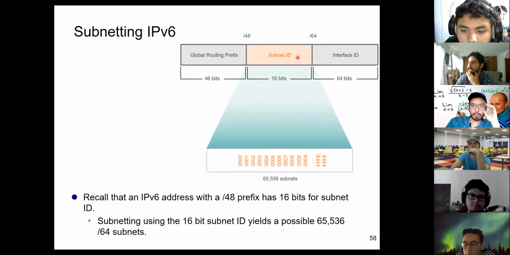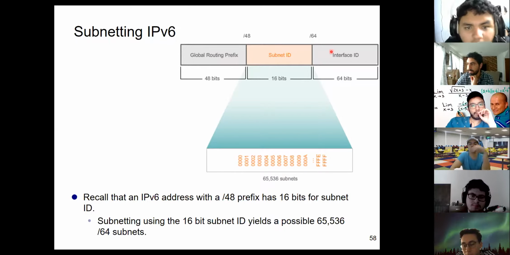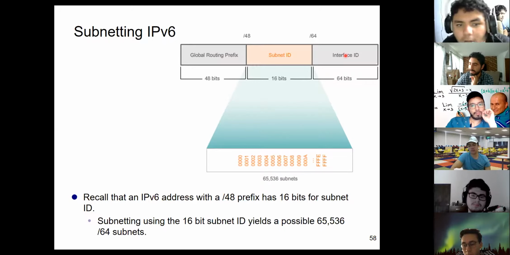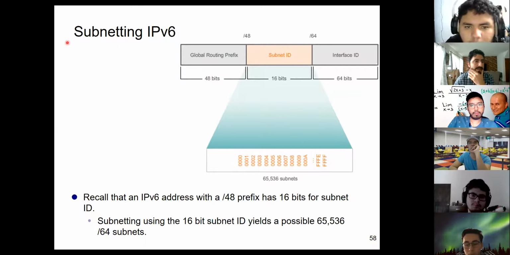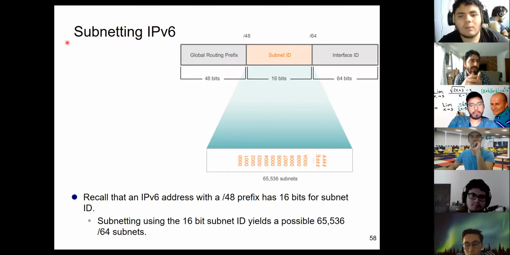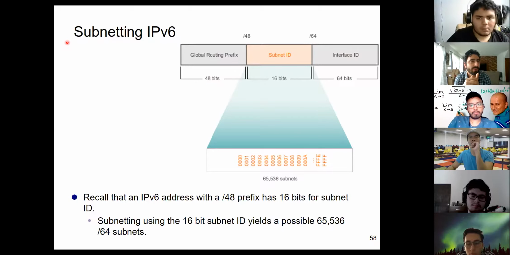But in case we need to borrow more bits, we can go towards the interface ID, and each time we take one nibble, or one hexadecimal value. This is much more straightforward when we're talking about IPv6. So that's it for today. The new thing was VLSM, so you know how it works. The whole idea is subnetting a subnet.